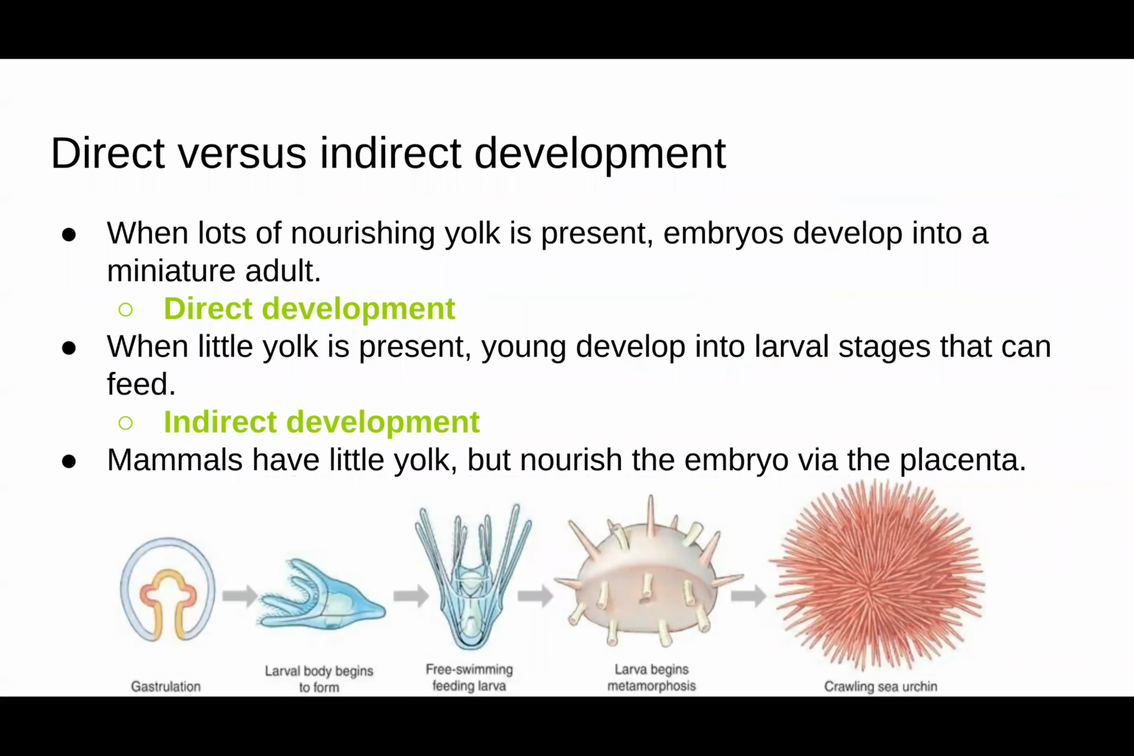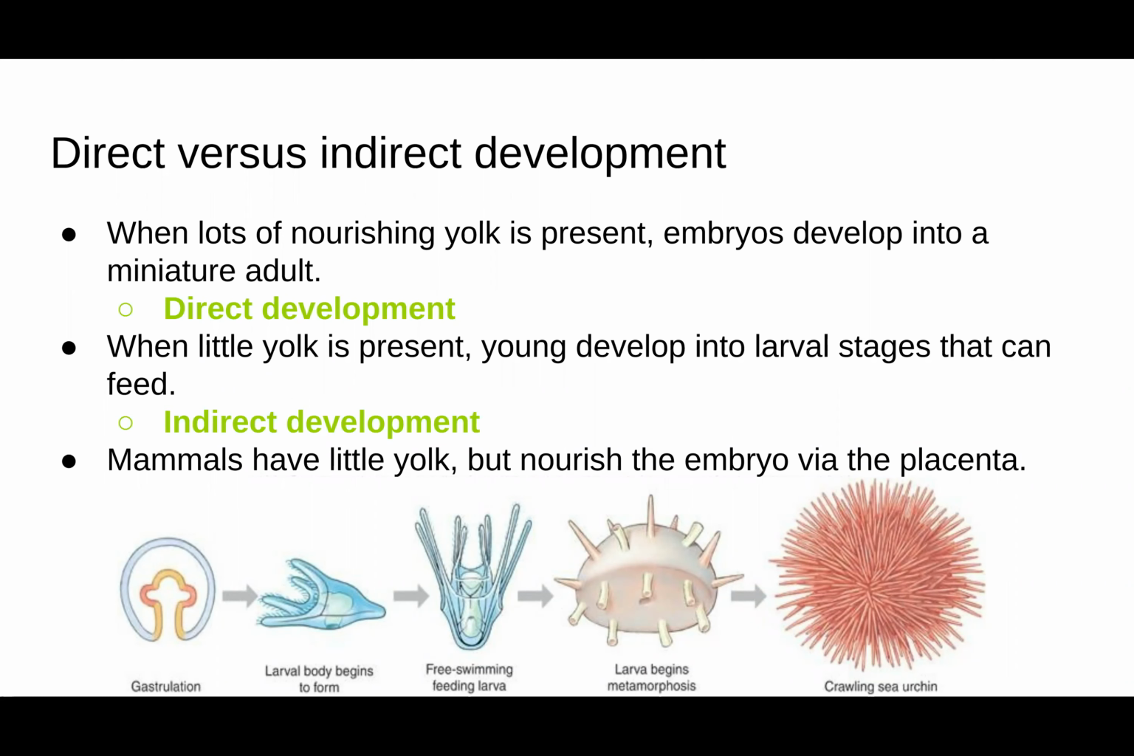And one of the big things that distinguishes between these different groups of organisms is this idea of direct versus indirect development. When you have lots of nourishing yolk inside your egg, embryos will develop into a miniature adult. The idea is that you have this direct development. So when you have lots of yolk inside your egg, you develop into a smaller version of an adult.